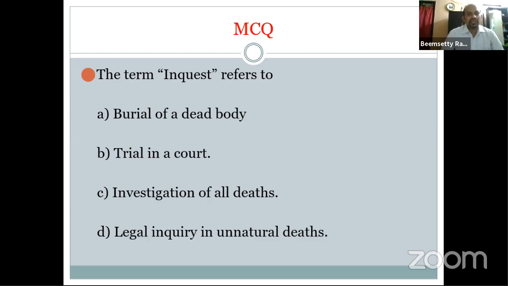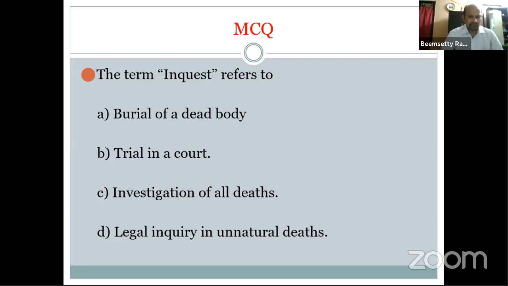Next, the term inquest refers to burial of dead body. I told you burial of a dead body is inhumation, not inquest. Trial in court, that is not inquest.